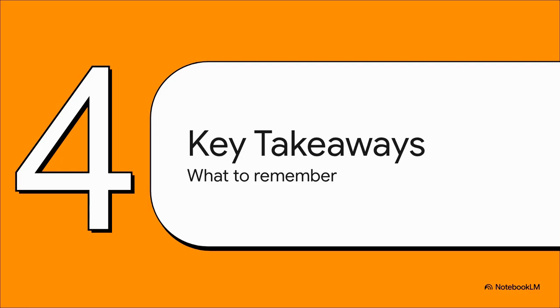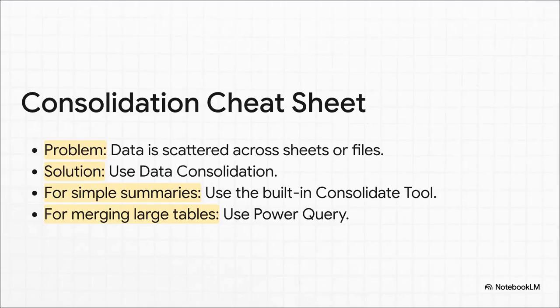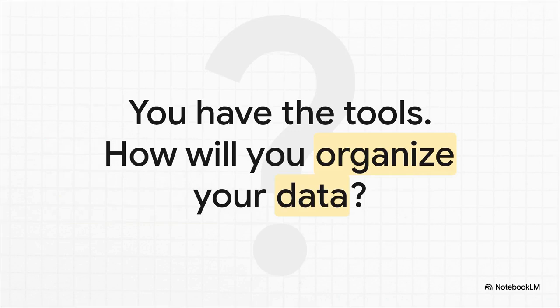All right, we have covered a lot of ground pretty quickly. So let's just boil it all down to the key things you really need to remember from all this. So here is your cheat sheet. The problem we started with, our data is scattered everywhere. The solution we found, a technique called data consolidation. And remember the two tools in your toolkit. For simple one-time summaries, just use the built-in Consolidate tool. But for merging large tables that need to stay fresh and up to date, your powerful best friend is Power Query.